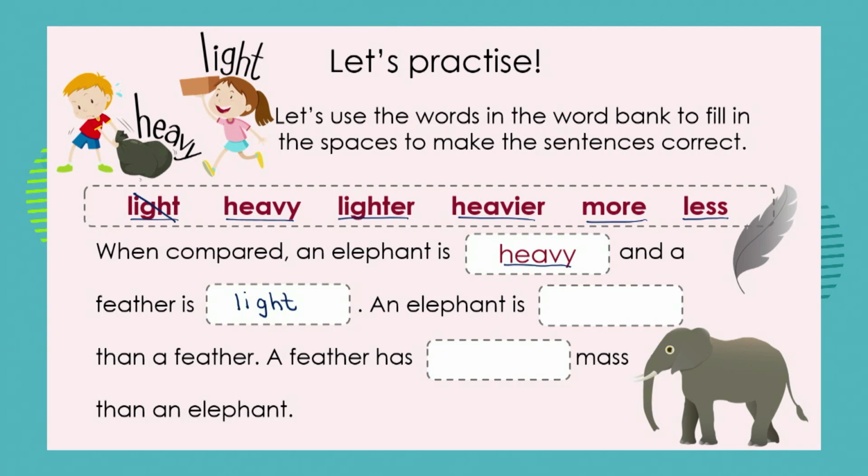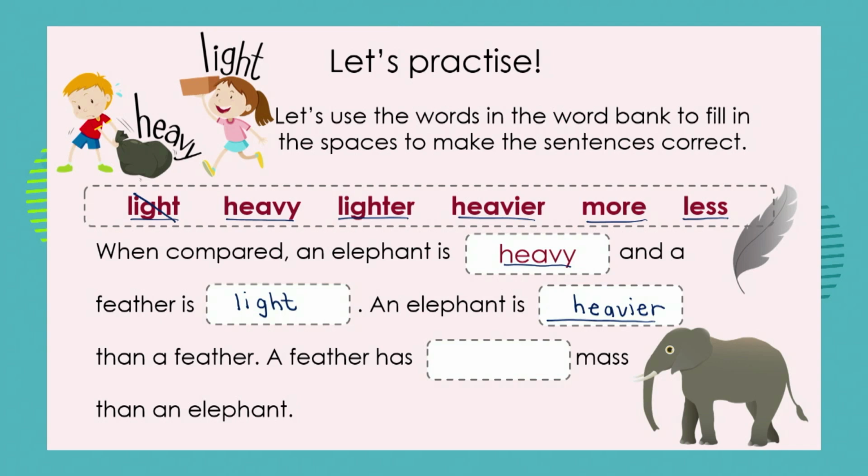The next sentence reads, we will read the whole sentence first before filling in the answer. An elephant is, missing word, than a feather. So we're looking at the elephant and we want to know, is the elephant heavier or lighter than a feather? What do you think? Fantastic! An elephant is heavier than a feather. Let's look at our next sentence.